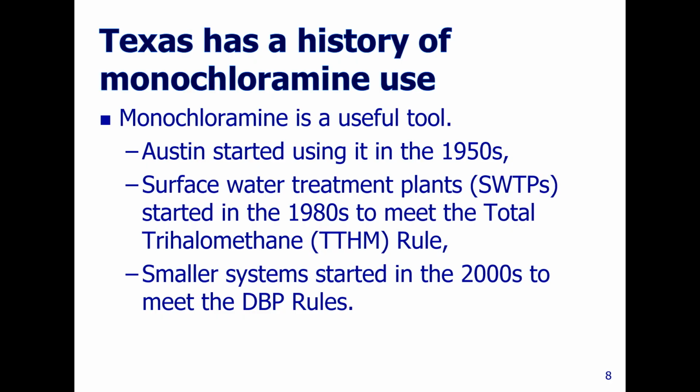And one thing about chloramines versus free chlorine is free chlorine makes a lot of trihalomethanes, right? And so chloramines were a solution to that problem. Smaller systems, the DBP rules started rolling in 2002 and 2004, and so they kind of followed. And here we are today in 2024, maybe about half of the water that you'll drink in Texas is chloraminated.